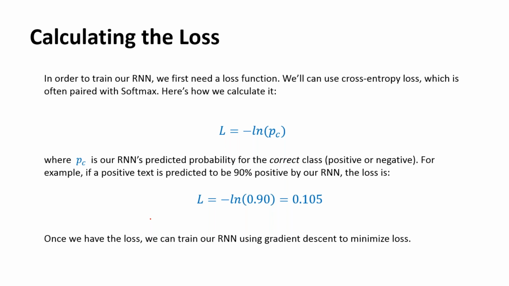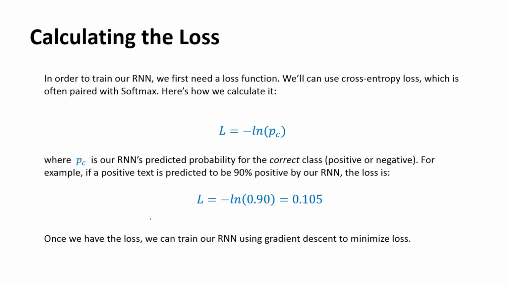That is something that we use in RNN, which is often paired with a softmax. So let's say we have a cross entropy loss function, with PC as our RNN's predicted probability. For the correct class, positive or negative, we have a predicted probability PC.